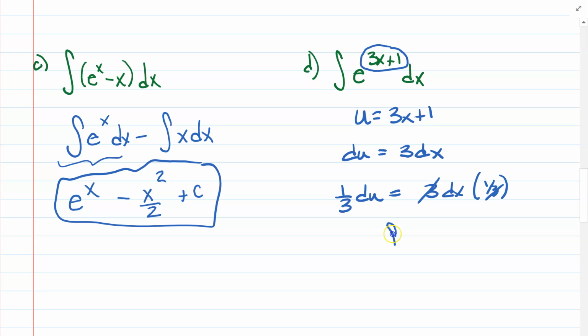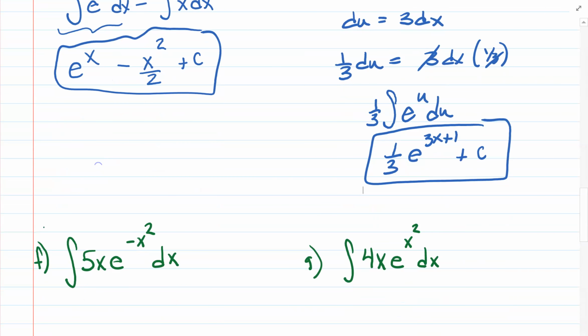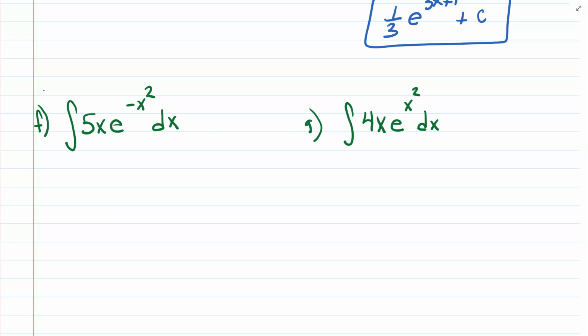So then I can rewrite this as 1/3 times the integral of e to the u du, which is just 1/3 e to the 3x plus 1 plus c, and you're in business. Okay, hopefully this is sinking in a little bit. Let's try the last 2 examples in this box, and then we'll move on to something else. So I've got the integral of 5x e to the negative x squared dx.